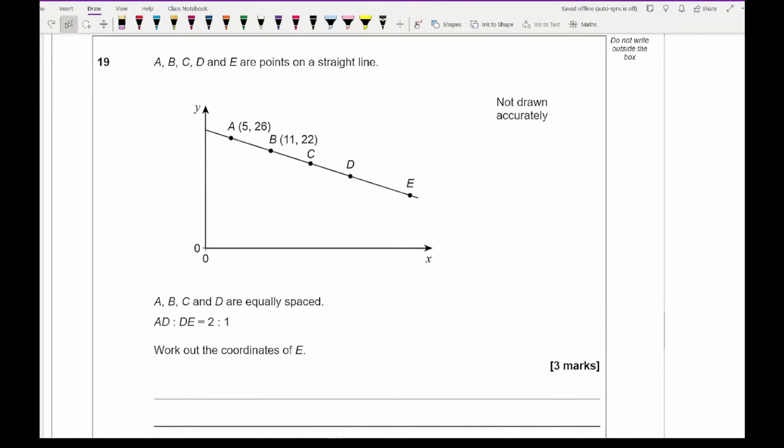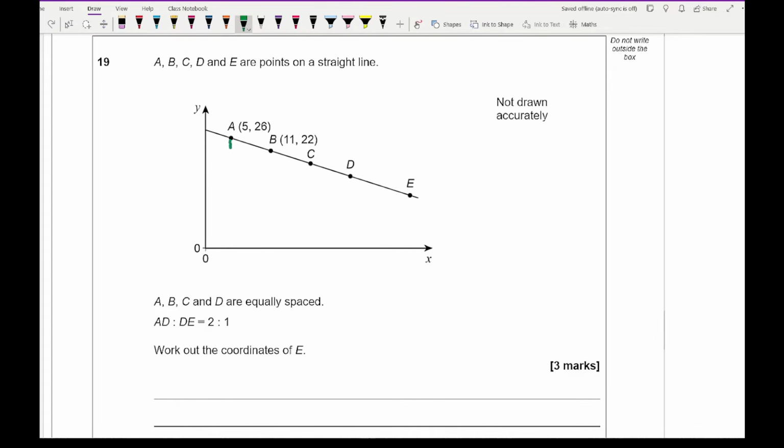So then moving on to question 19, it says A, B, C, D and E are points on a straight line. A, B, C, D are equally spaced, and A to D to D to E is in the ratio of 2 to 1. And the question is asking us to work out the coordinates of E. So the first thing we need to do is work out what the coordinates of C and D are going to be.